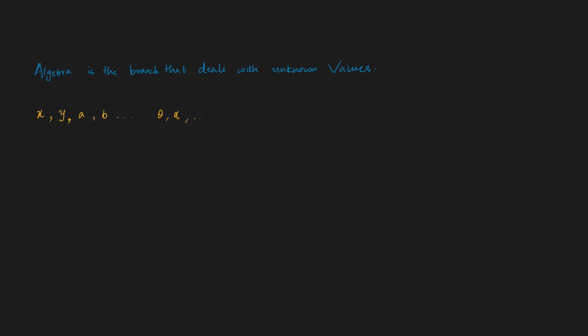These placeholder letters, whose values we do not know, are called variables. So in math, we call them variables. And if we don't know the value of something, we assign it a variable. Okay, now let's go ahead and identify some keywords in algebra.